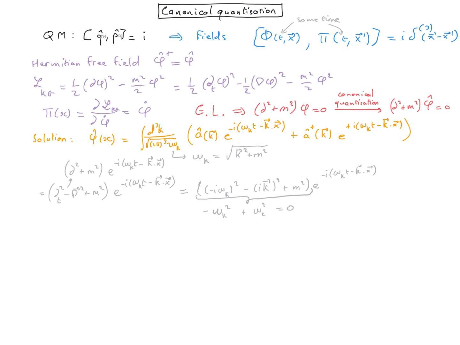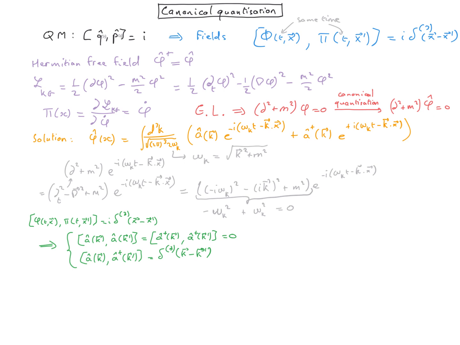So far we have just promoted the field to an operator. We still need to impose the commutation relationship at equal time. And when we impose this relationship, what we get is the following commutators for A and A dagger. We will show it the other way. We will assume these commutators for A and A dagger, and we will show that they lead to this commutator for phi and pi. And for that, we need an explicit expression for pi.